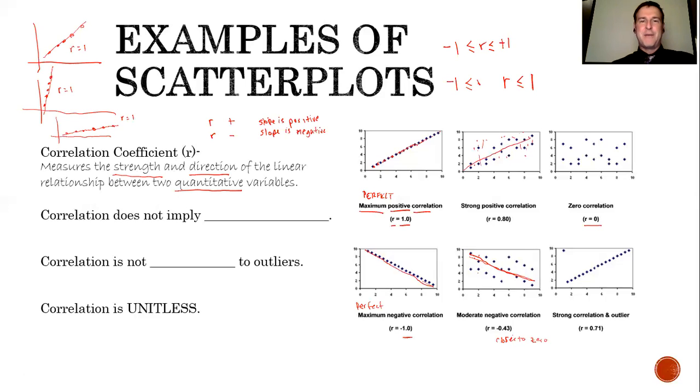All right, so keep that in mind. r is not a slope. All it tells you is the direction of your slope, whether it's positive or negative. Now another piece is that when we describe this here, we don't use explanatory and response variables because correlation does not imply causation.